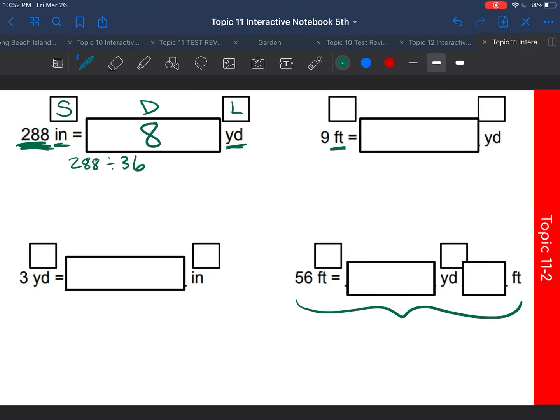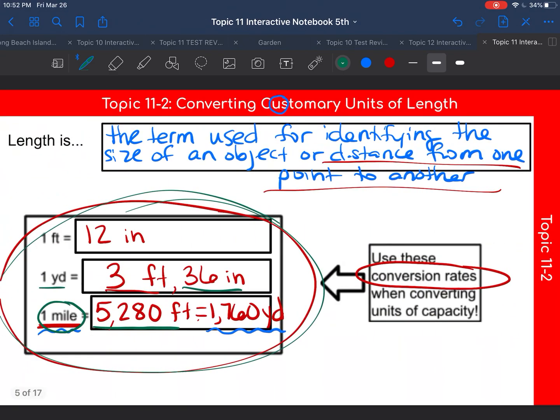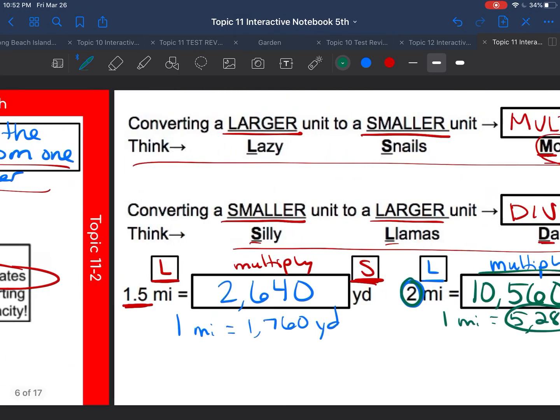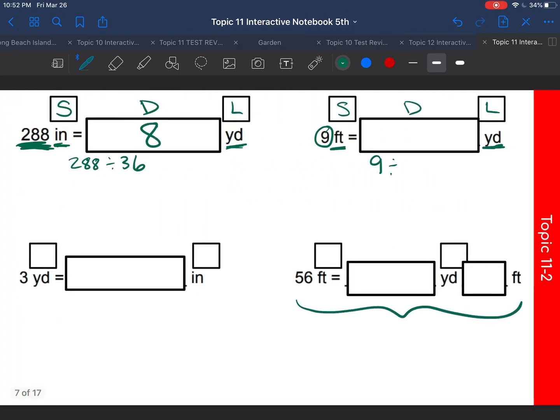This next one, from feet to yards, what's larger, a foot or a yard? A yard is larger, so again, we're going from smaller to larger, and we are dividing. Silly llamas dancing. So what relates feet and yards? What are we dividing that 9 by? If we look here, I see that 1 yard is 3 feet. So we're dividing by 3. So 9 feet is 9 divided by 3, which is 3 yards.